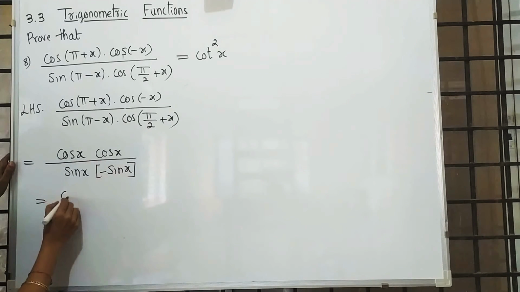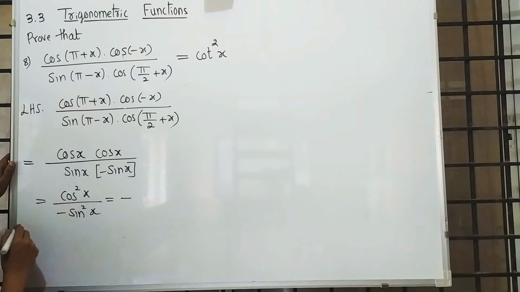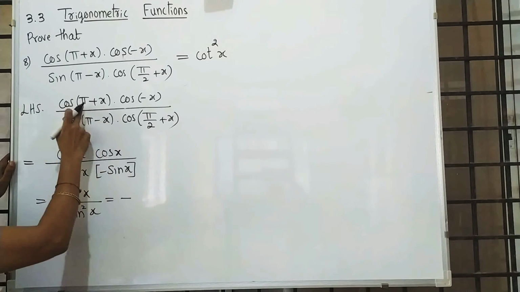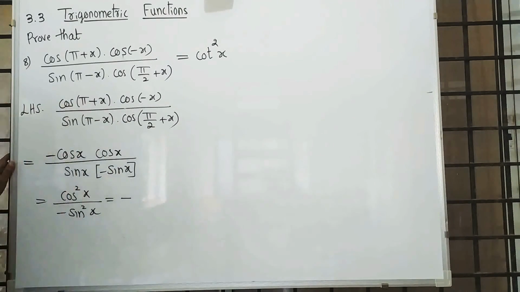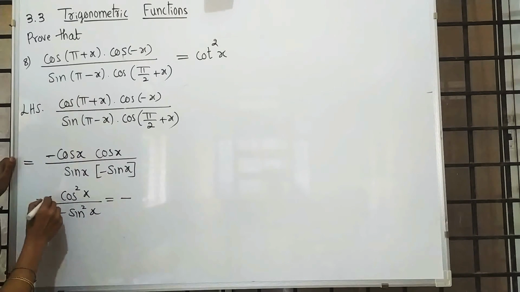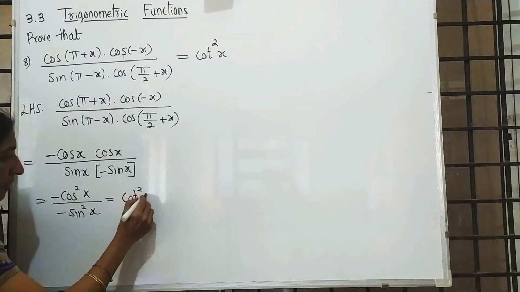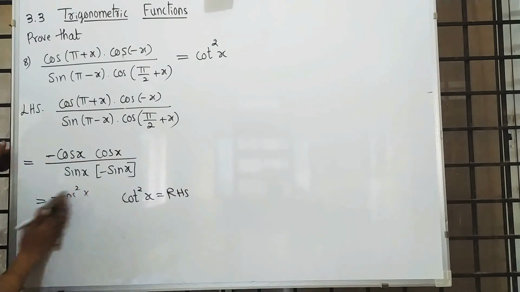Cos x into cos x is cos square x. This is minus sin square x. This minus I wrote in the middle. Cos 180 plus theta. This is minus cos x. Cos 180 plus theta comes in third quadrant. In the third quadrant cos is negative. Sorry, this is minus. This is minus. Both minus get cancelled. Answer is cot square x. That is RHS. Now moving to the 9th question.